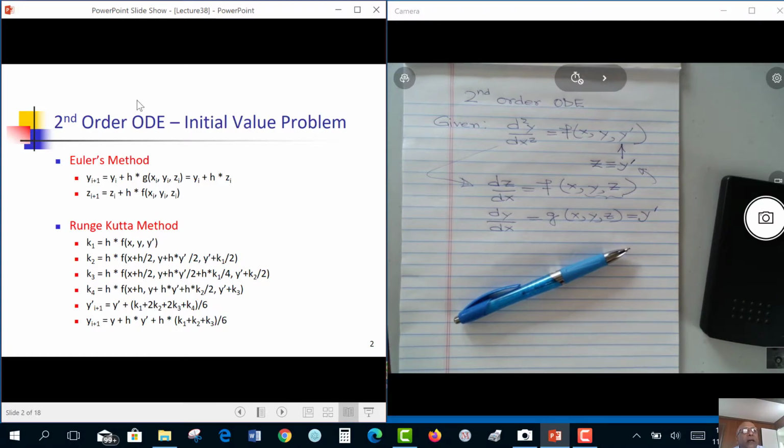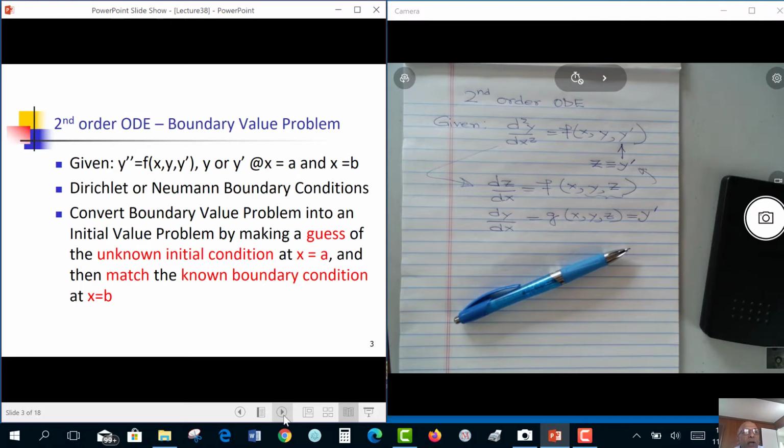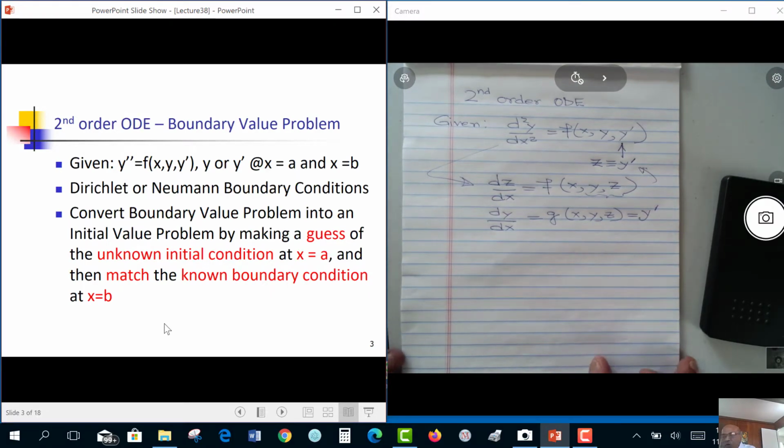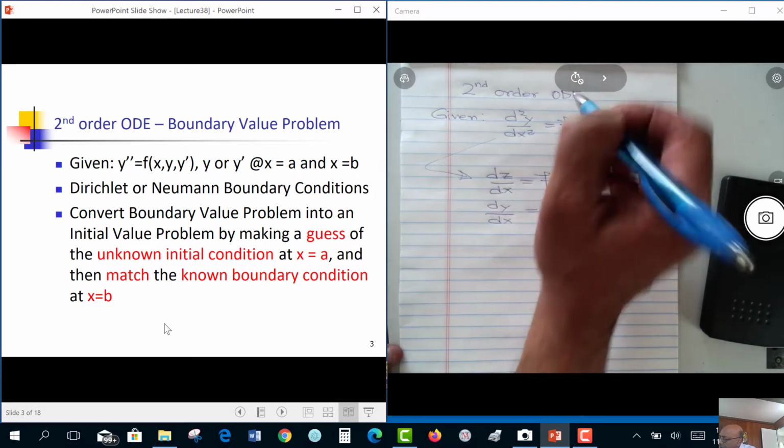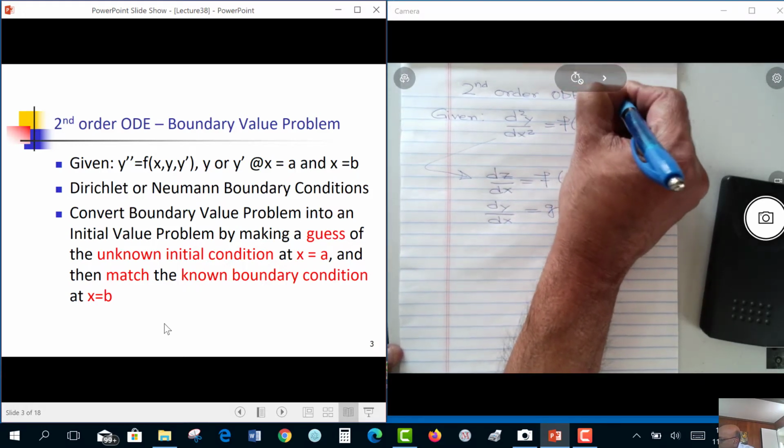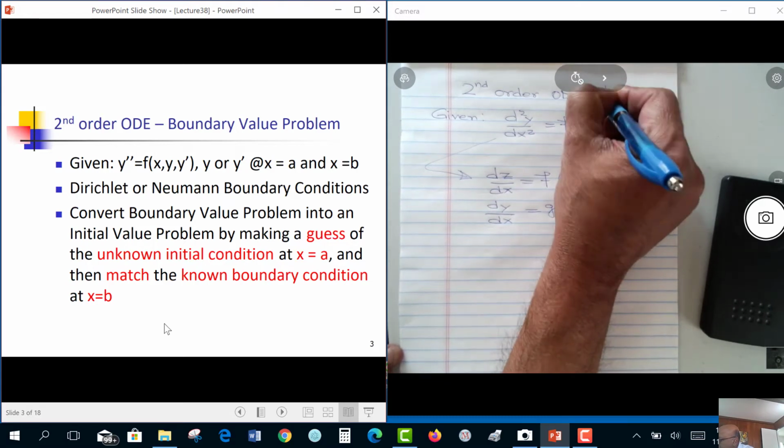So when we have an initial value problem, we could use Euler's method, which we did last week, and we could use the Runge-Kutta method, which we did in the last lecture. So our last topic is going to be how to solve a second order boundary value problem. Remember, here we solved an initial value problem.